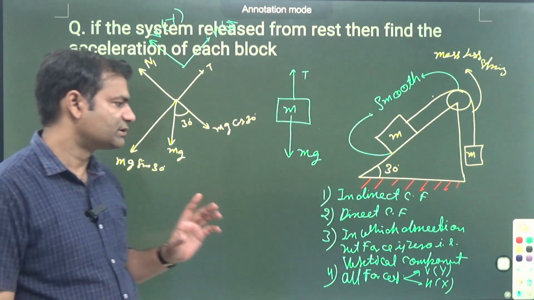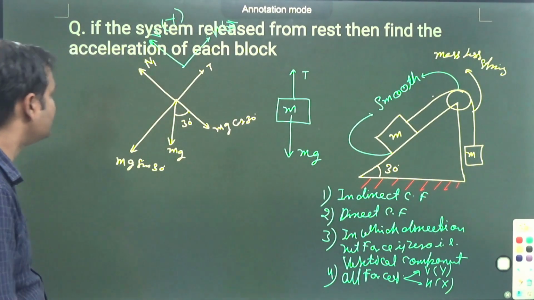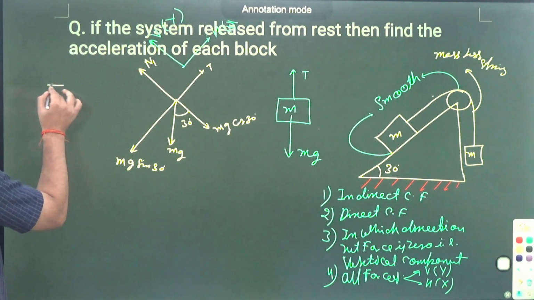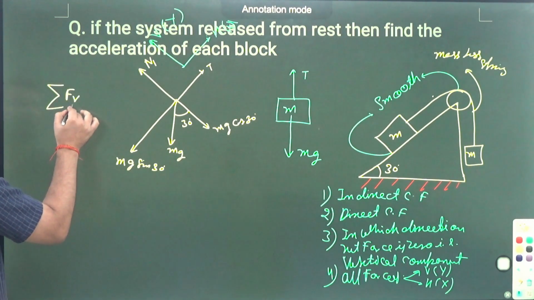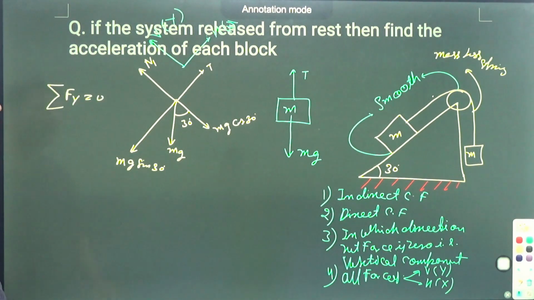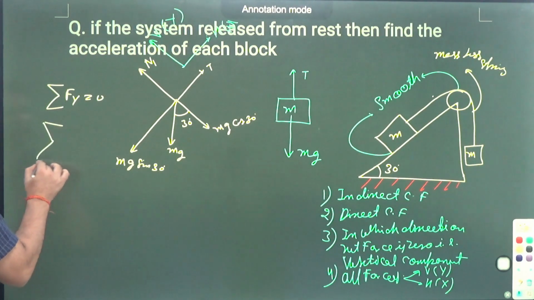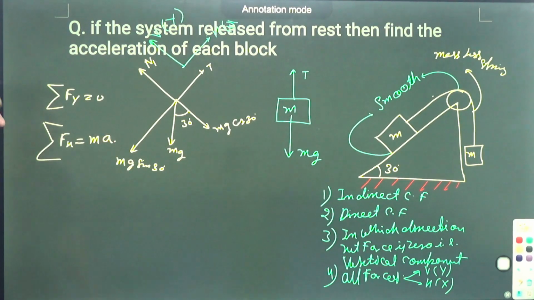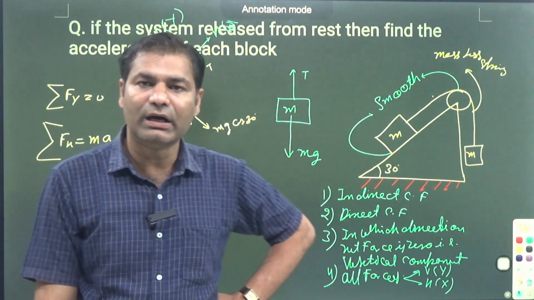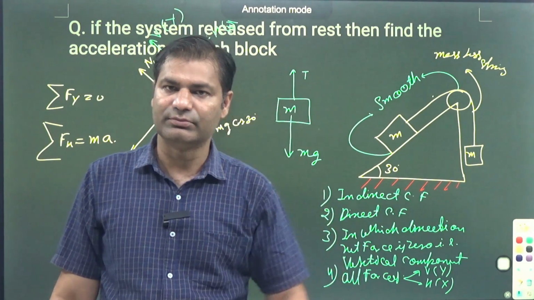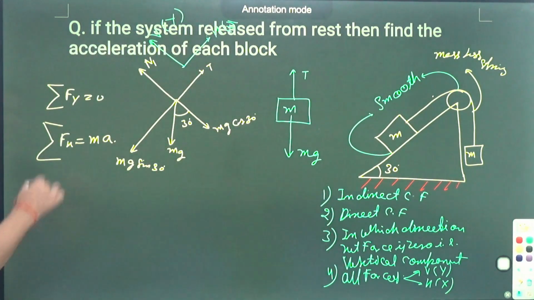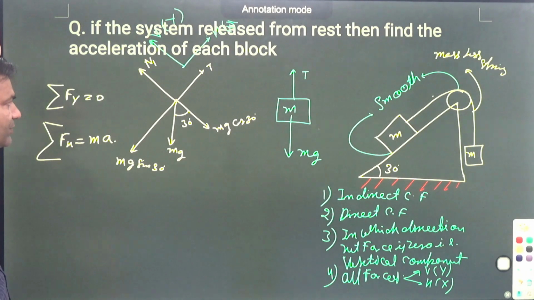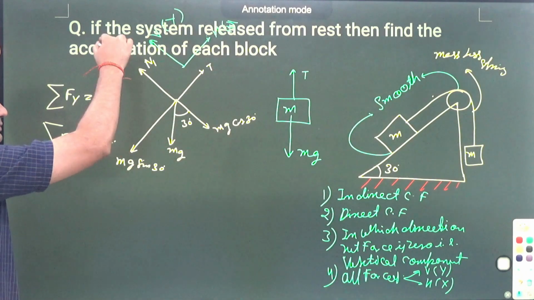Net force along the vertical component is 0. It means F of Y is equal to 0. And for the horizontal component, F of X is equal to mass into acceleration, because we have an unbalanced force along the horizontal component. Clear or not? So this one is the vertical component.